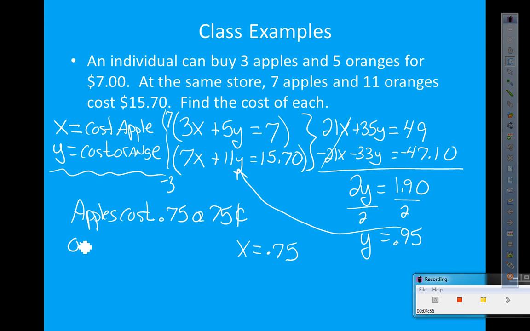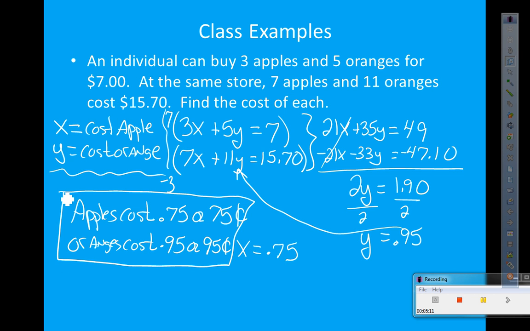And I'm going to put oranges cost 0.95, or 95 cents. Here's my answer. I call this dummy proof 'em. That way anybody that looks at your paper knows what it's talking about. They don't have to hunt around to say, well, what's this Y stand for? Oh, it's the cost of an orange. So there it is all in one place. But that's what it's going to look like.